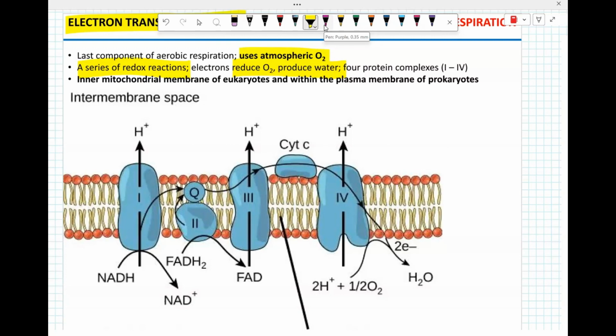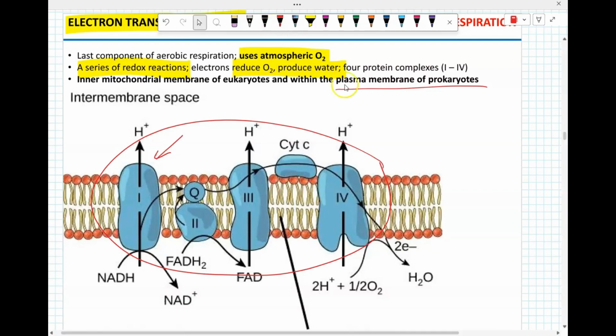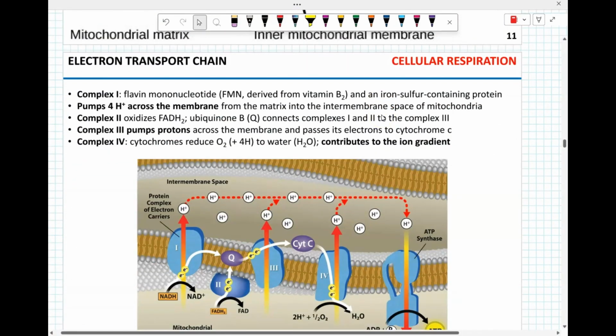Electron transport chain proteins themselves are located within the inner mitochondrial membrane of eukaryotes. In prokaryotes, these proteins can be found in the plasma membrane. So there are 4 complexes that form the electron transport chain. We're going to talk about the functions of these complexes one by one. Complex 1 here oxidizes NADH, stripping it of electrons and converting it into its oxidized form NAD+.